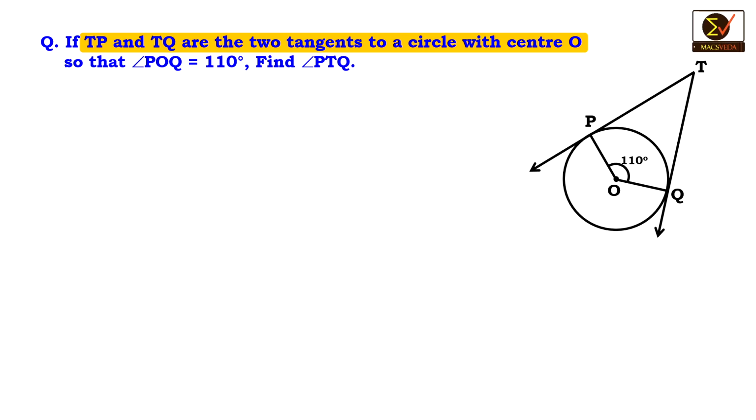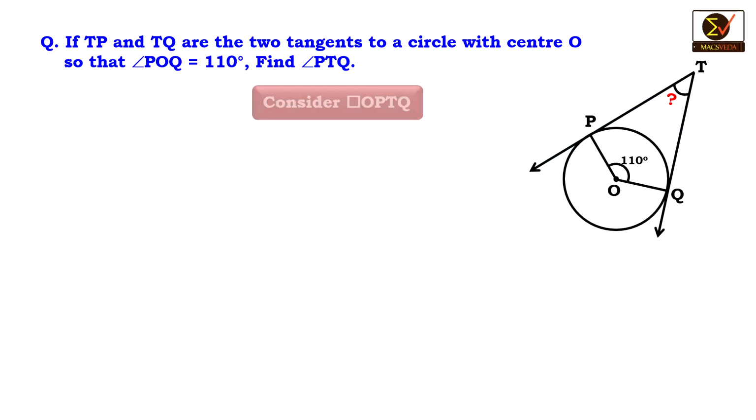Consider the following problem. If TP and TQ are the two tangents to a circle with center at O, so that angle POQ is 110 degrees, we need to find angle PTQ. So we have a circle with center O, and TP and TQ are the two tangents. We need to find this particular angle.